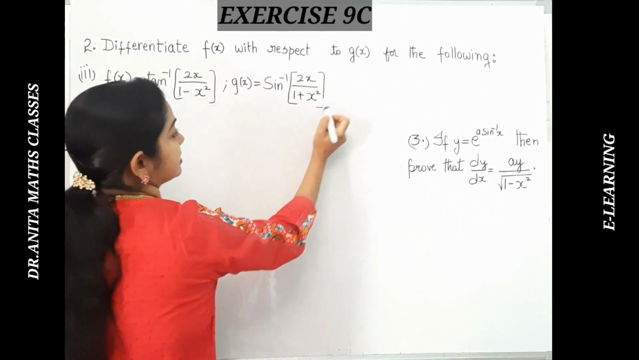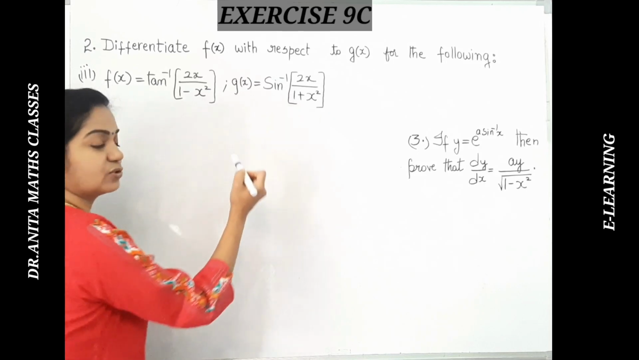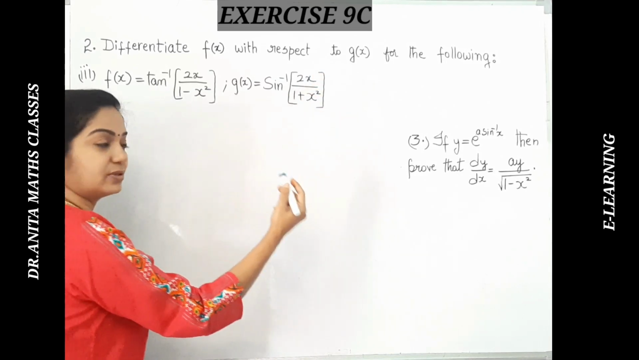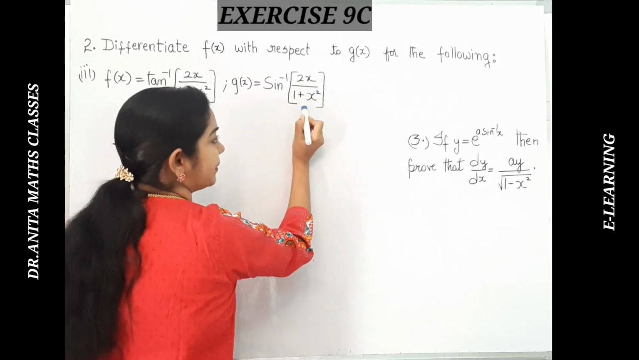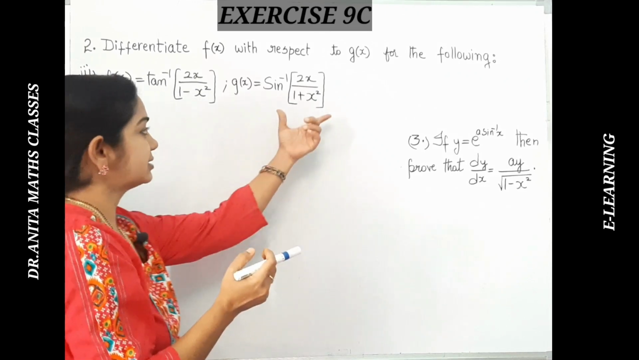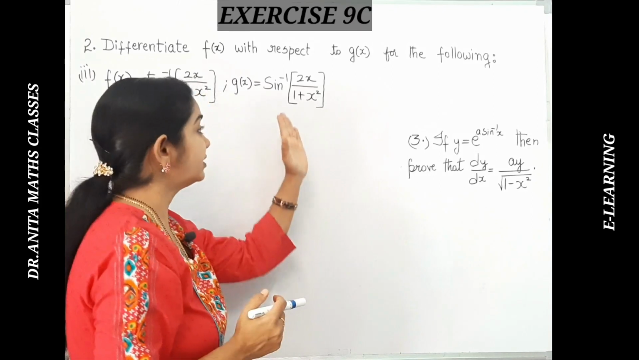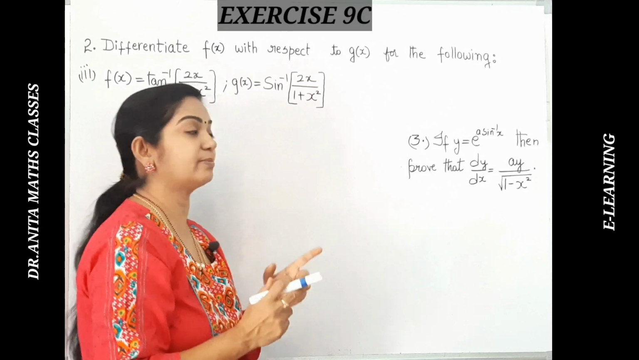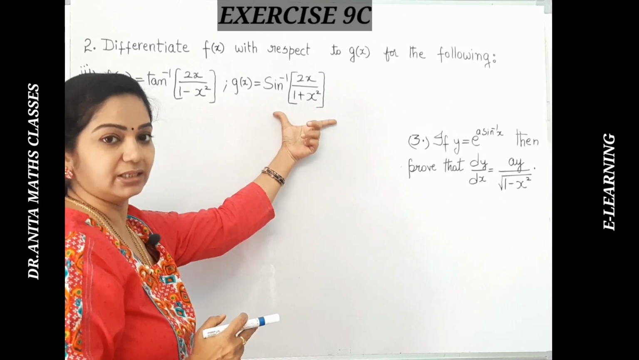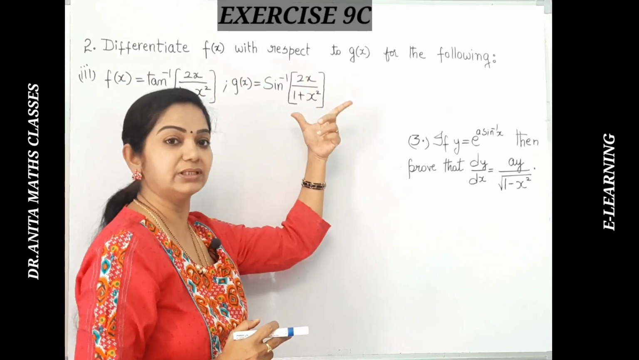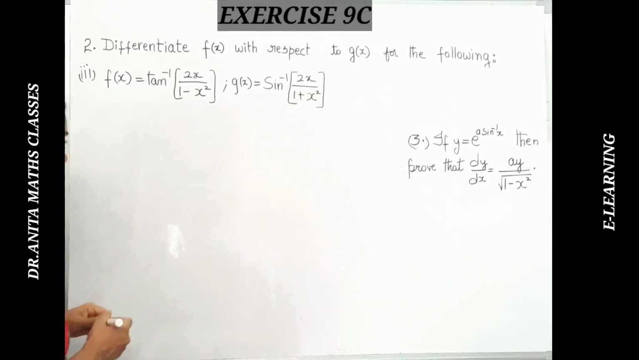Moving on to the second one, the similar one, but it is 2x by 1 plus x square. Again given sine inverse, so we have to get a function in sine. If I suppose x as tan theta, so 2 tan theta by 1 plus tan square theta. This will be resolved into sine 2 theta, where sine 2 theta has so many formulas. With respect to tan, the formula is 2 tan theta by 1 plus tan square theta. So we can easily get sine 2 theta here. The sine inverse and sine will cancel off, we get only 2 theta. We need to differentiate it. Okay, so let us proceed here.